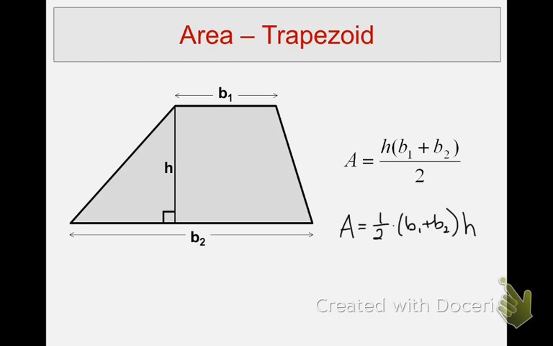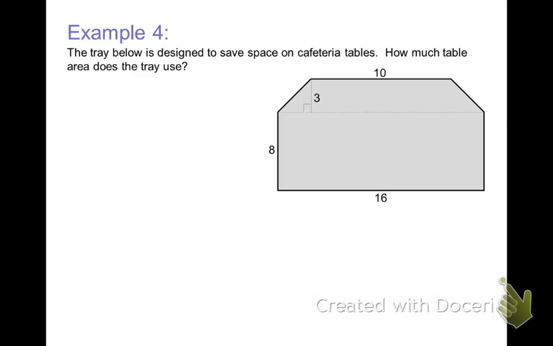All right, so let's take a look at this example. This is a food tray, and we're asking how much table space area does it take up? What shape do you see in there? Trapezoid and a rectangle, right? This whole thing is not just one big trapezoid. You've got a trapezoid on top, but you also have a rectangle on the bottom. So if you're finding the area of this whole tray, what do you think we're going to do? Yep, we'll add the two together.